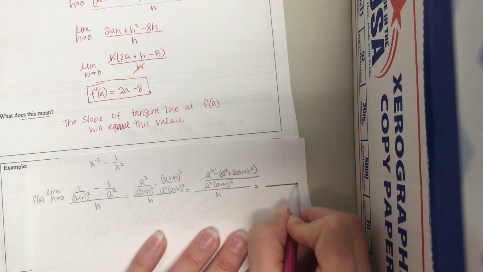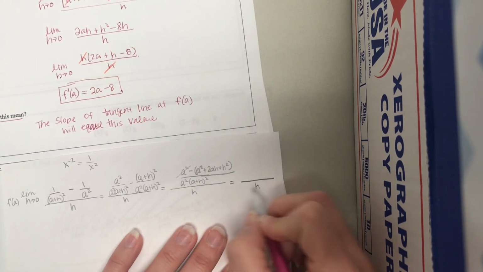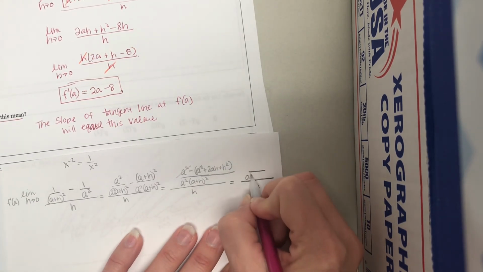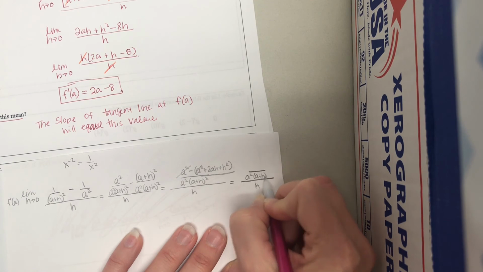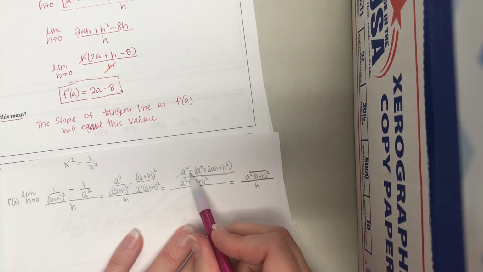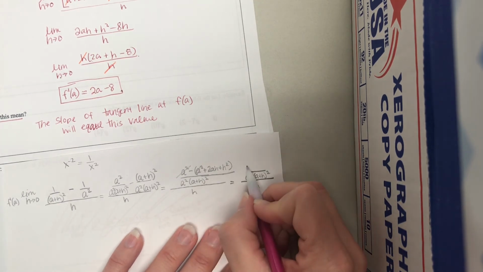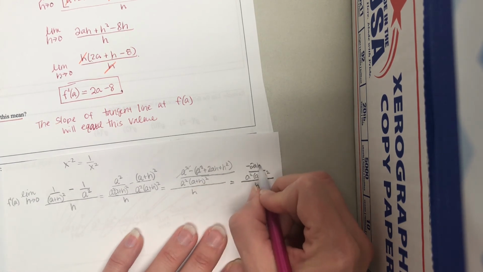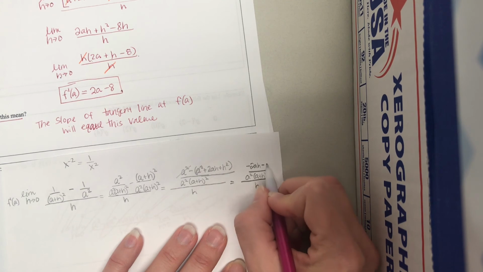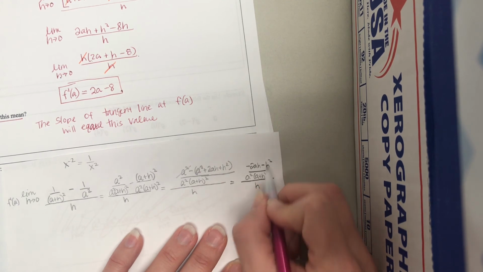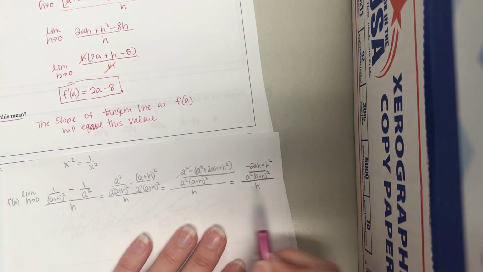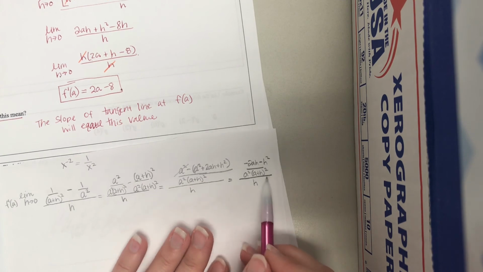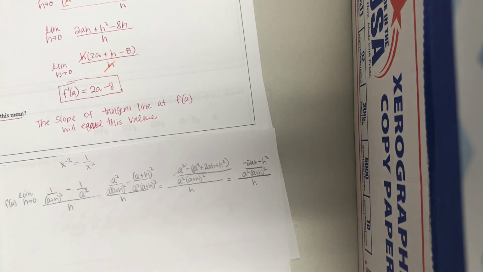I think I have room to write one more row. Okay, so this is my denominator of my upper fraction. And then here, remember this is a minus sign, so be careful. Factor that negative. So it will become negative 2ah minus h squared. So let's see if we can simplify this a little bit more.